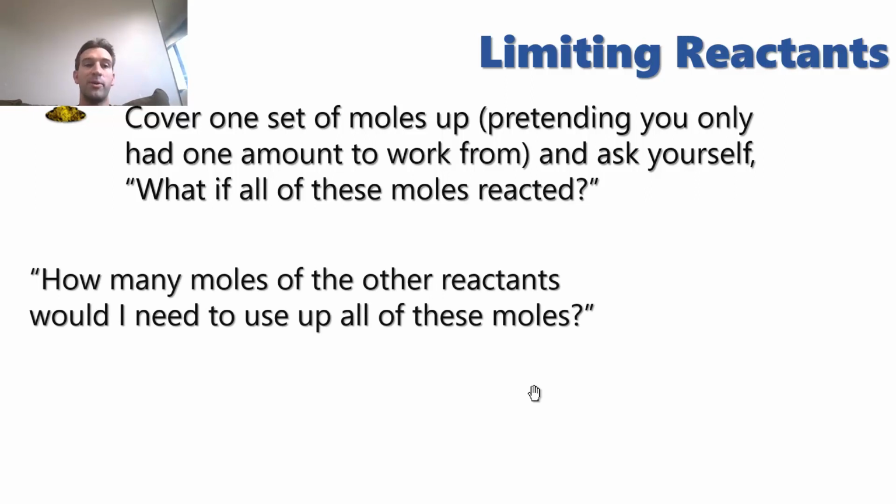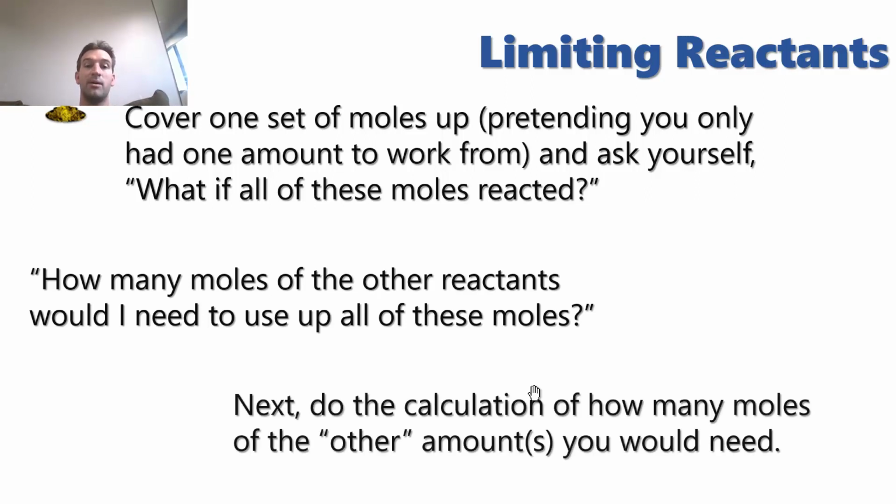How many moles of the other reactants do I need in order to use it all up? And once again, how much can I make? So you do your calculations, you get a number, and then when you have that number, you'll have to compare it to the given amount of that other substance. So in abstract terms, it takes a little bit to understand this. I think it really helps just to see this in action.